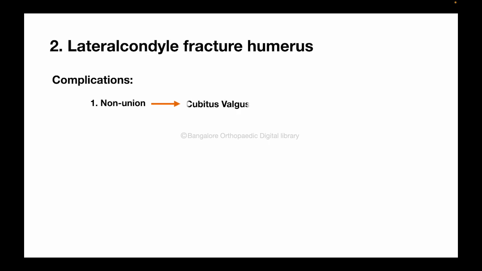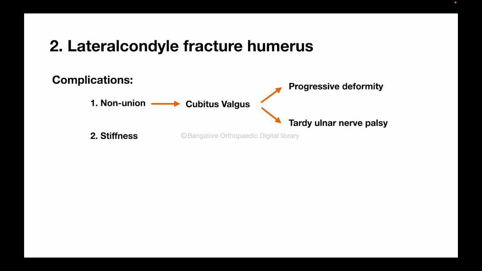Non-union leads to serious long-term disability in the form of a cubitus valgus. Since lateral condyle fracture is a physeal injury, unlike the cubitus varus of supracondylar fracture, the deformity here is progressive, and hence it may lead to tardy ulnar nerve palsy. Stiffness is another common complication, and overgrowth of the injured lateral condylar physis due to hyperemia may lead to cubitus varus deformity.